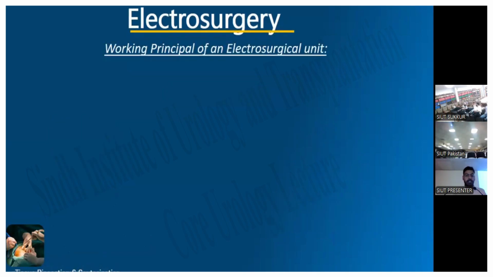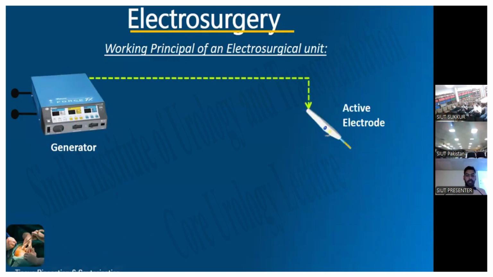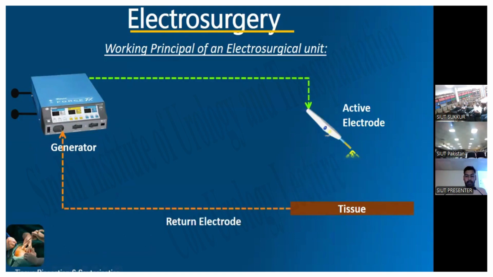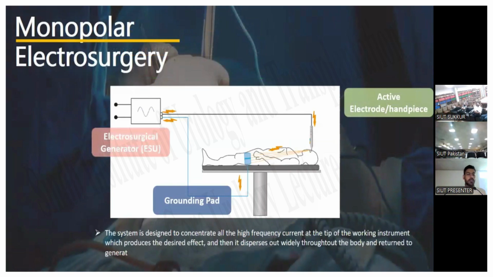So let's see how this mechanism works. When the generator is connected to a power supply, it converts the current into a high frequency current and supplies it to the active electrode. The active electrode applies that current to the tissue, and while passing through the tissue, the current is returned to the generator via the return electrode. Electrosurgery is divided into two types: monopolar electrosurgery and bipolar electrosurgery.